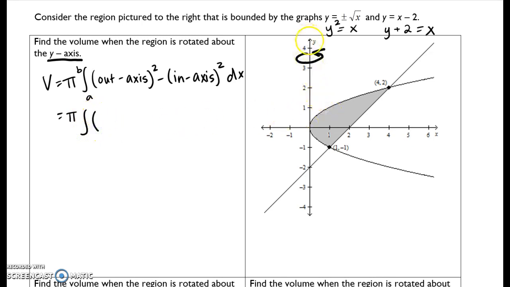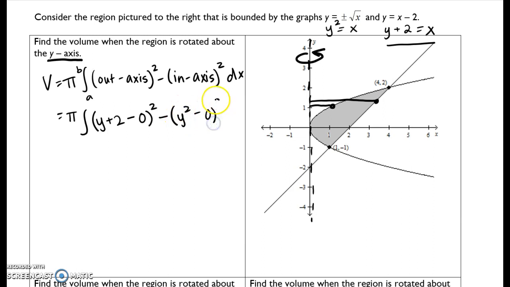When we're looking at the y-axis, the graph that's further away is this linear graph. That's going to be our outer graph. So that's y plus 2 equals x. So y plus 2 minus our axis is just 0, minus our inner function, that parabolic shape, that's y squared, minus our axis is 0 squared, and now that's dy.